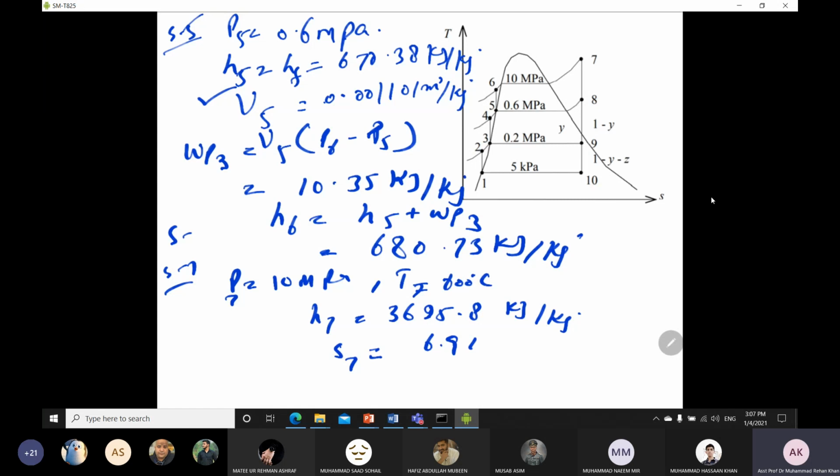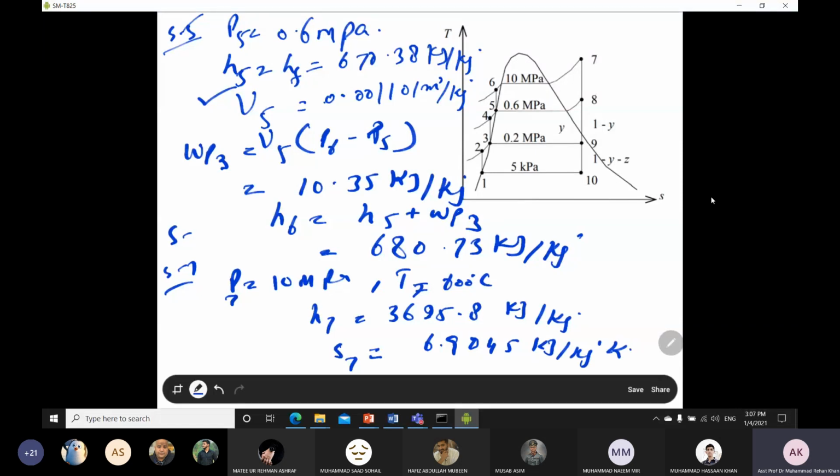So coming towards state number 8. For state number 8, you first have to check your entropy value. Either it will be greater than the saturated vapor value or less than. Then you can find whether it will be in the superheated state or in the two-phase state, if it is not mentioned in the question.